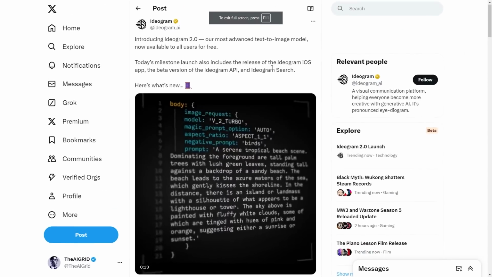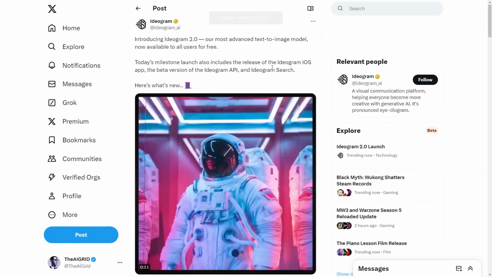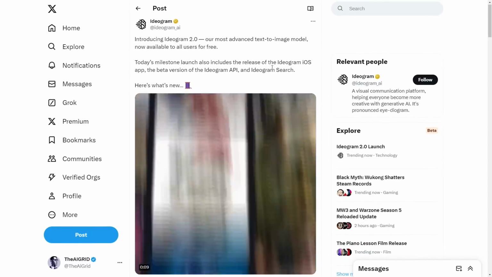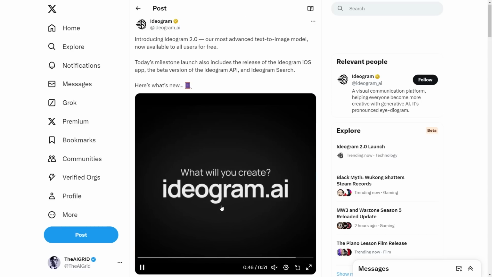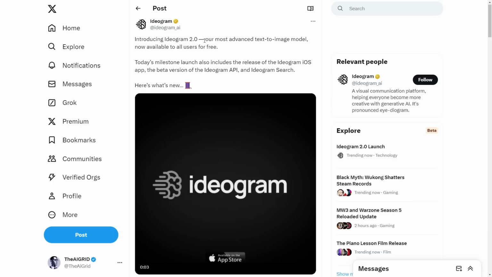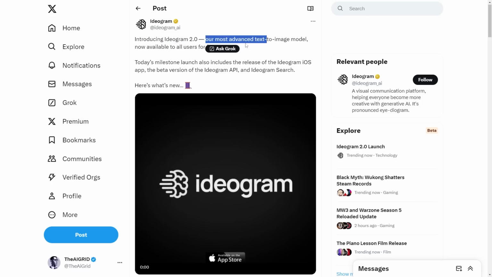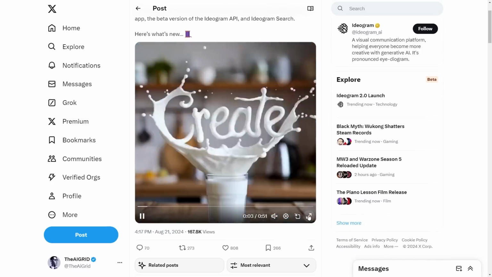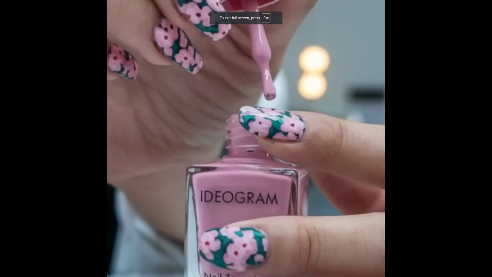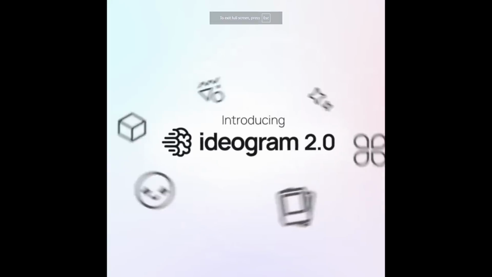So the first story that I am excited by is Ideogram 2.0. Now, most people I know don't actually know what Ideogram 2.0 is. It's their most advanced text to image model, now available to all users for free. And I've got to be honest, guys, this is not a sponsored video. They're not paying me to say this or any of that stuff.